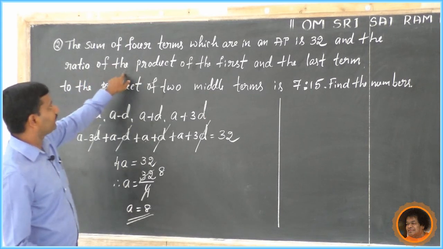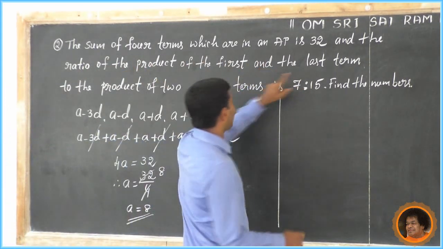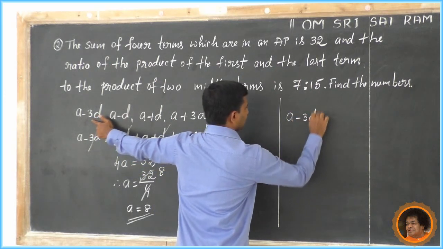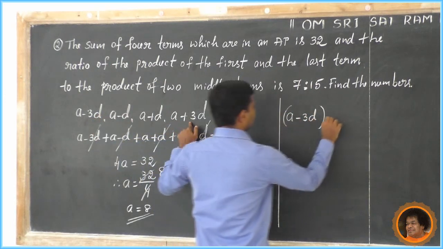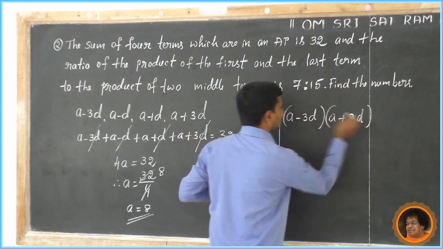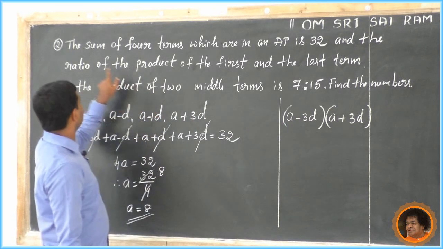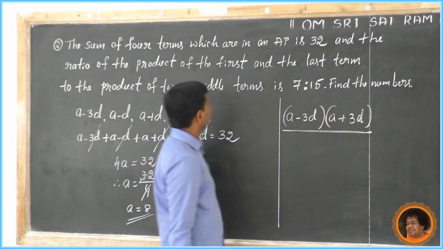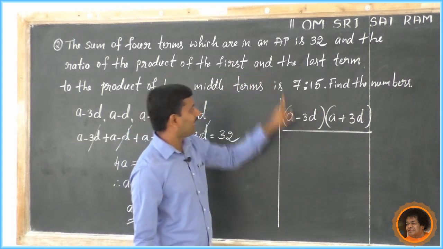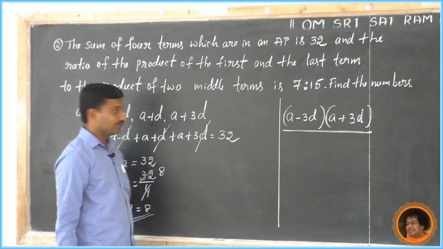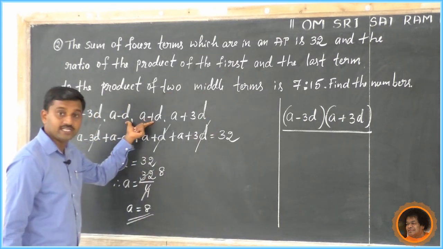The ratio of the product of the first and the last term. First term: a minus 3d. Last term: a plus 3d. So their product. The ratio means divided by the product of the two middle terms. Here the two middle terms are a minus d and a plus d.